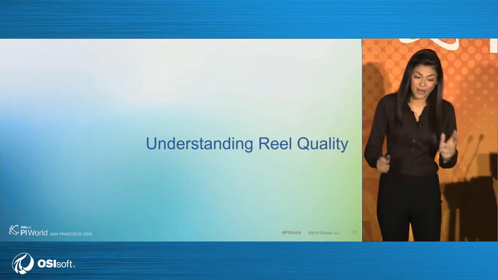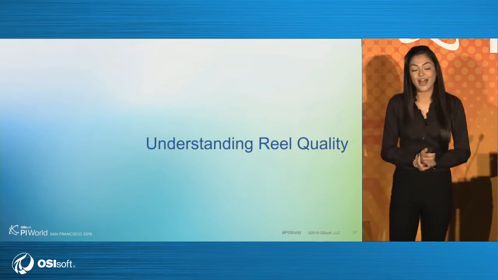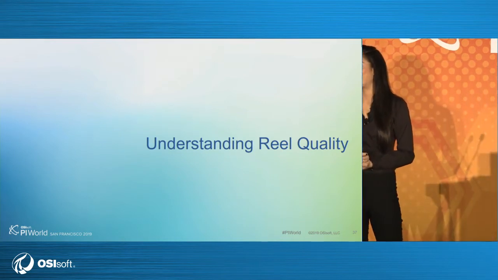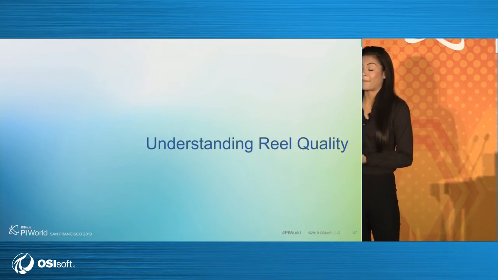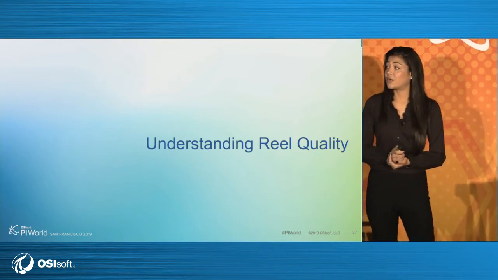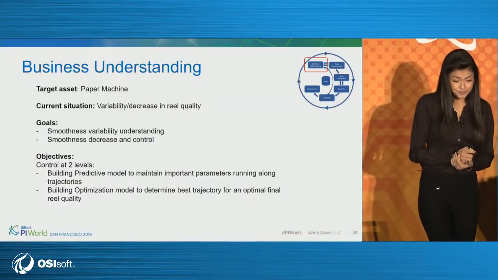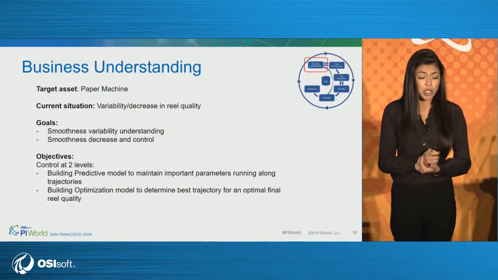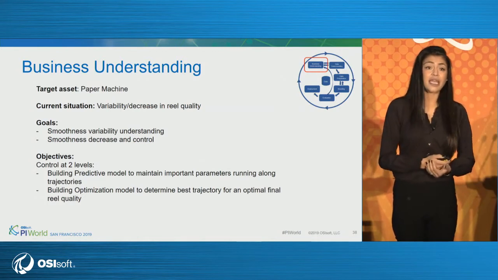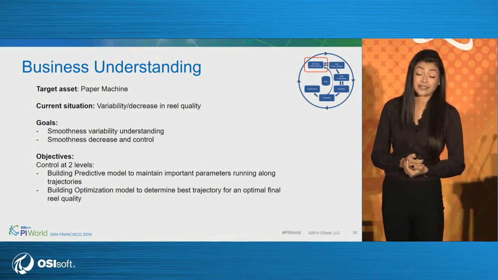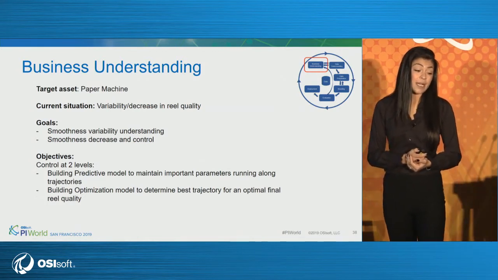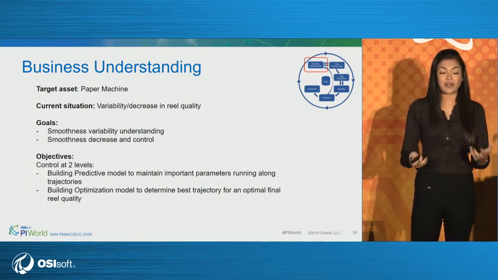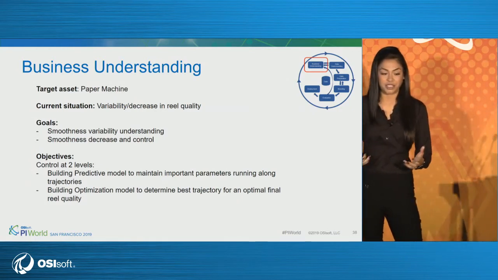Moving on rather quickly for the sake of time into the second use case around the paper side of things. The use case here was understanding reel quality. I'll just go through that same methodology again, but using that example. So first, business understanding. In this case, the target asset was a paper machine. The situation was just this variability and decrease in the reel quality in general.